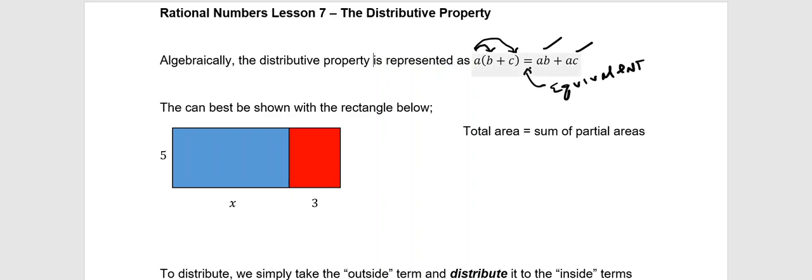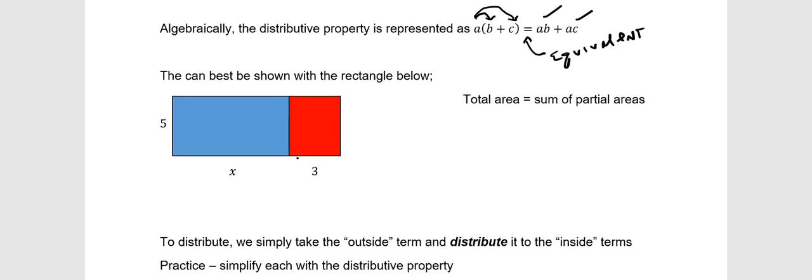So if I have values for A, B, and C, whether I put those values in on the left side and follow order of operations or put them on the right side and follow order of operations, I should get the same result. So oftentimes when the distributive property is presented to you, it's first presented visually by way of rectangles and area of rectangles.